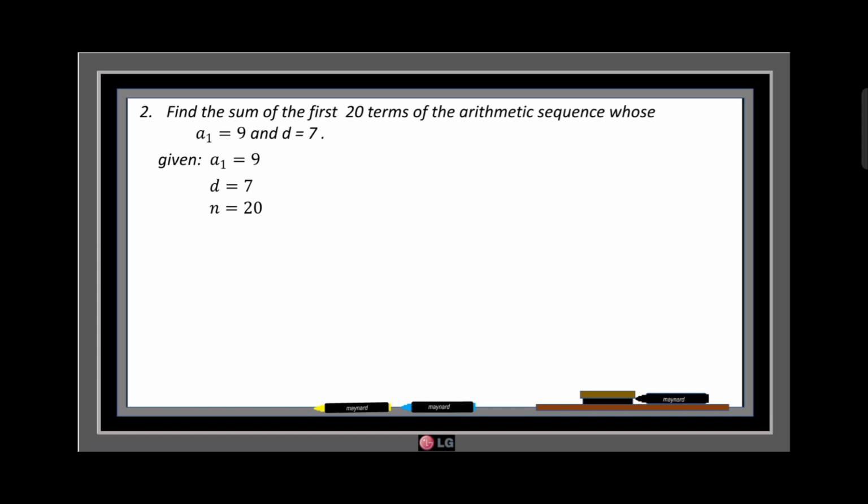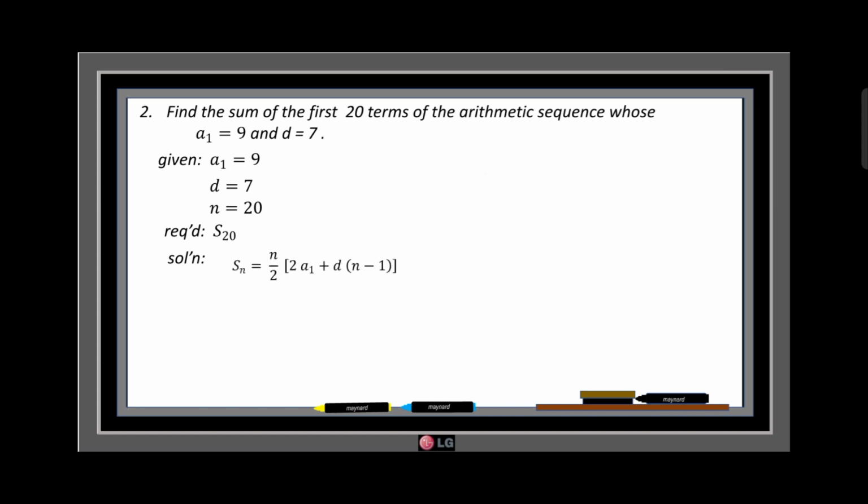First 20 terms daw. So, we are required here to find the sum of the first 20 terms or the S sub 20. Again, meron tayong dalawang formulang pwedeng gamitin. So, tignan mo, basis dun sa given natin, kung ano yung mas applicable. So, nakikita ko meron tayong A sub 1, meron tayong common difference, meron tayong n, and wala tayong A sub 20. Therefore, we will use the first formula. Okay?